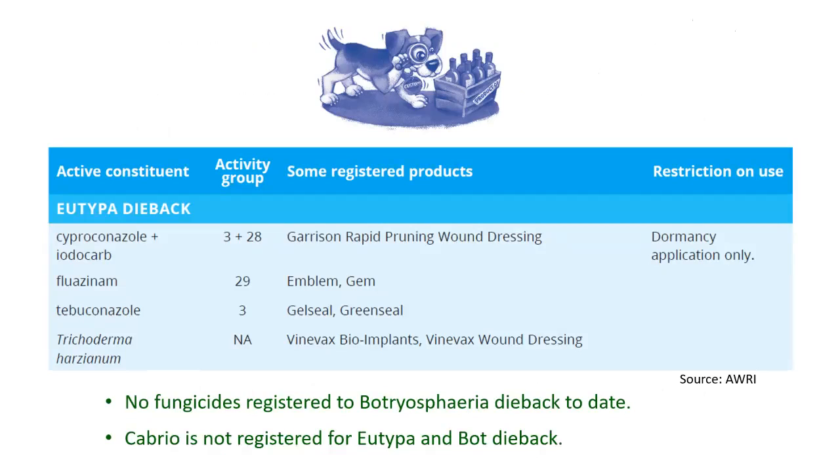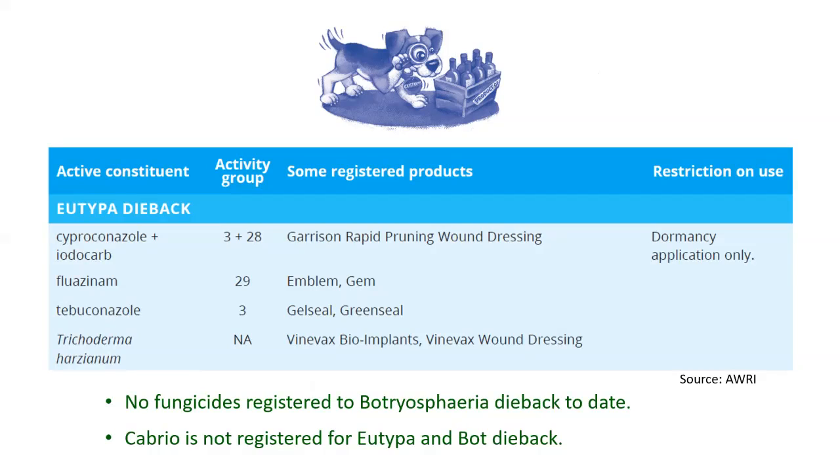So just to quickly refresh your memory, these are the products that are currently registered for managing Eutypa dieback here in Australia. Garrison, as well as the Vinebacks, are vine wound dressings, whereas the fluoxetinum and the tebuconazole are the ones that you can use for spraying. So these are the ones that we tested in the field.